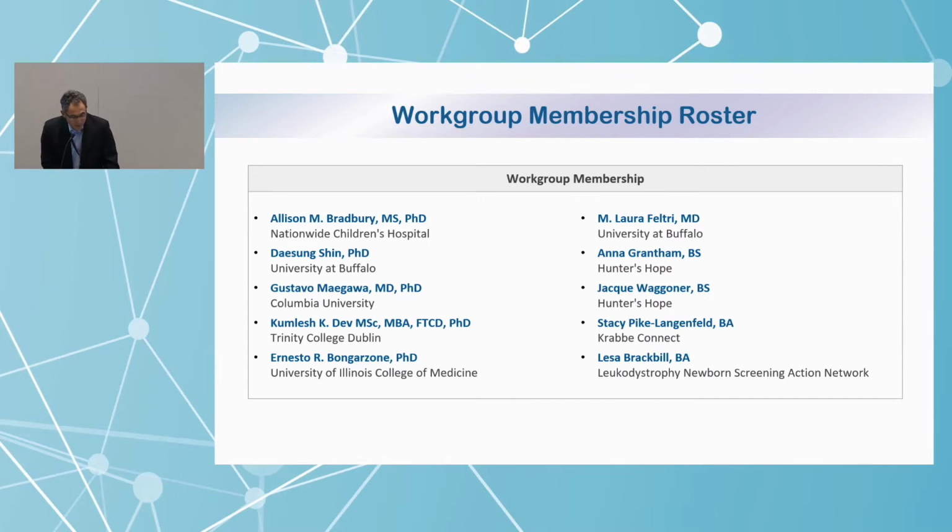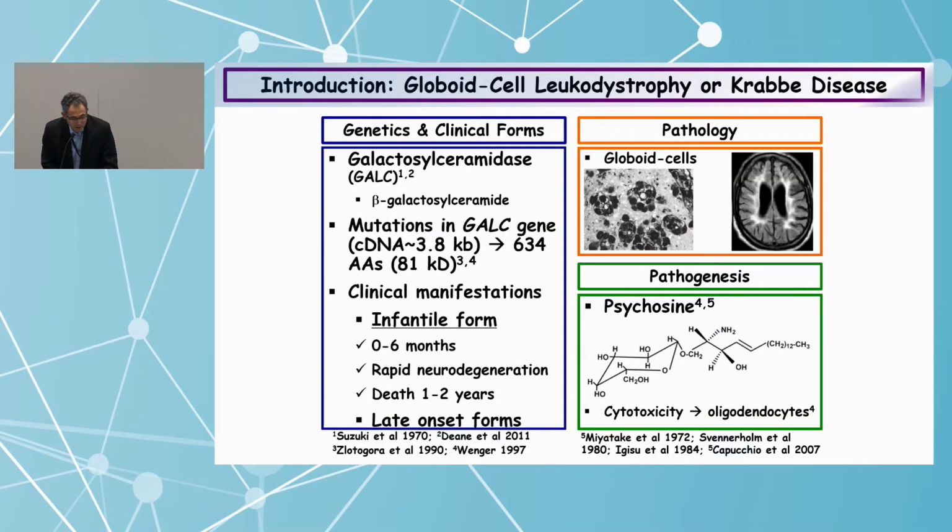Here is our work group. There were several meetings, at least 3 meetings, where we discussed the content we're going to present today. So Krabbe disease is a disorder caused by the deficiency of galactosyl-ceramidase or galactosyl-cerebrosidase. It's caused by biallelic pathogenic variants in the GALC gene.